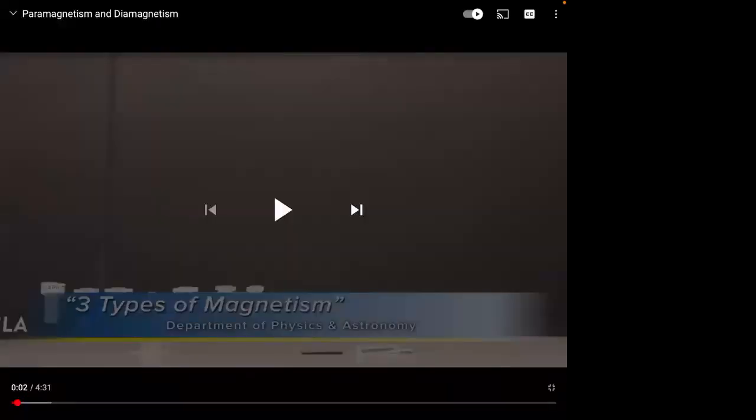So this is an experiment which is going to explain to you the different types of magnetism that are possible. One is paramagnetism, ferromagnetism, and diamagnetism. Now observe how the materials are going to respond. Based on that, we will have a further discussion.